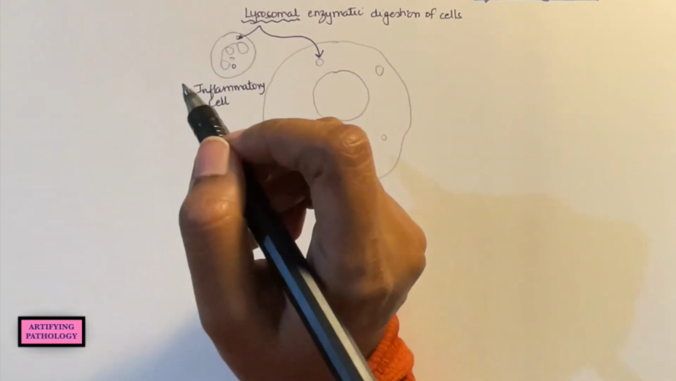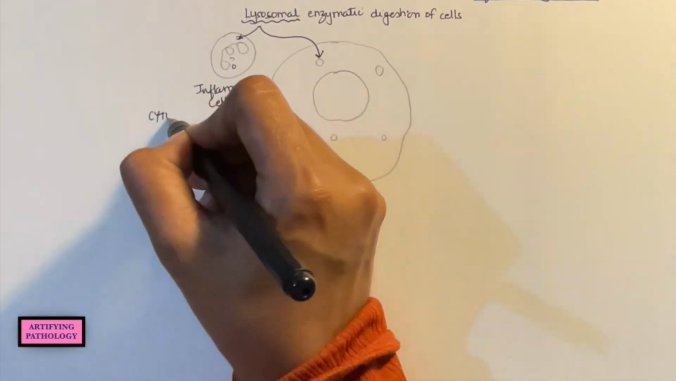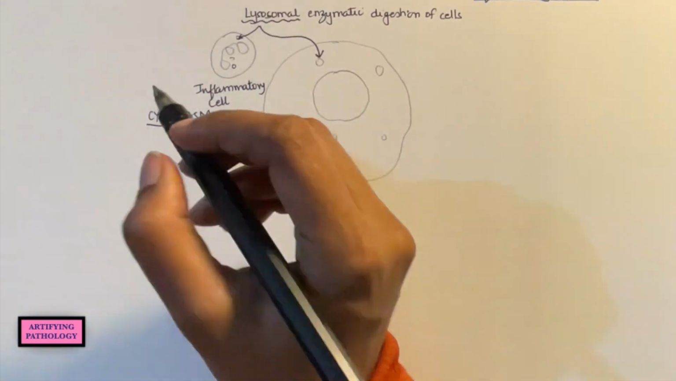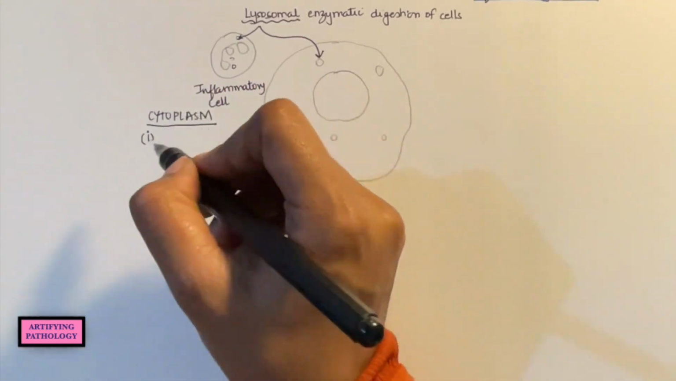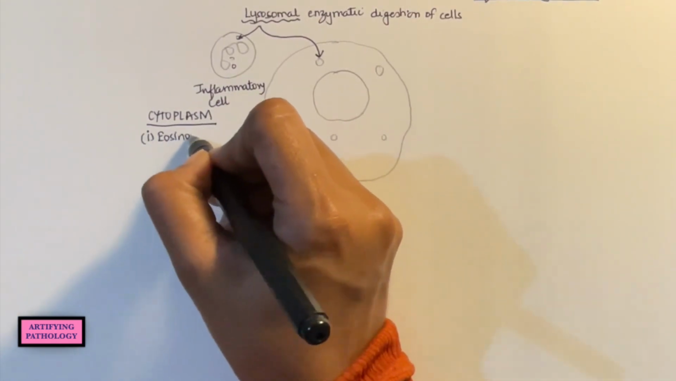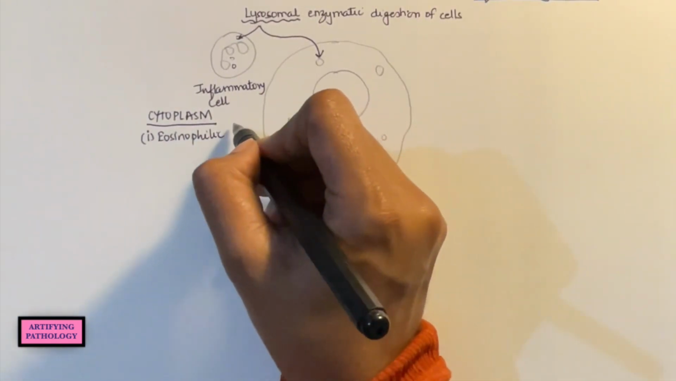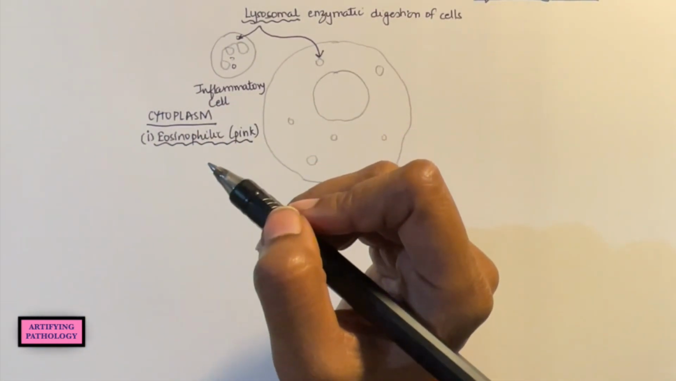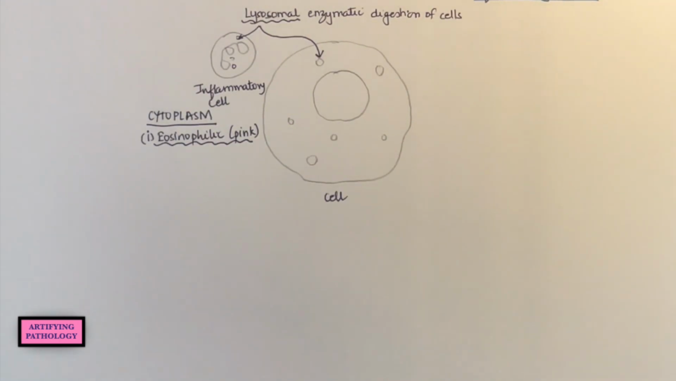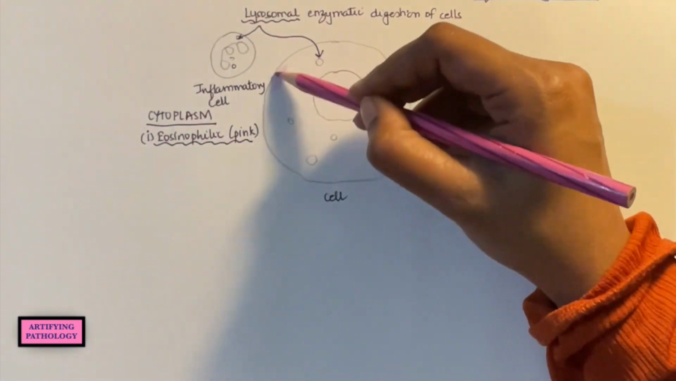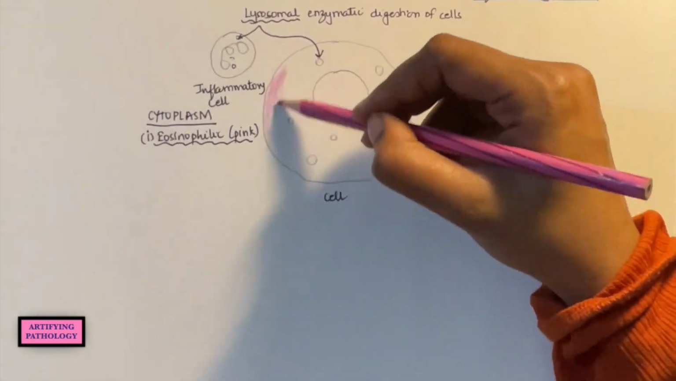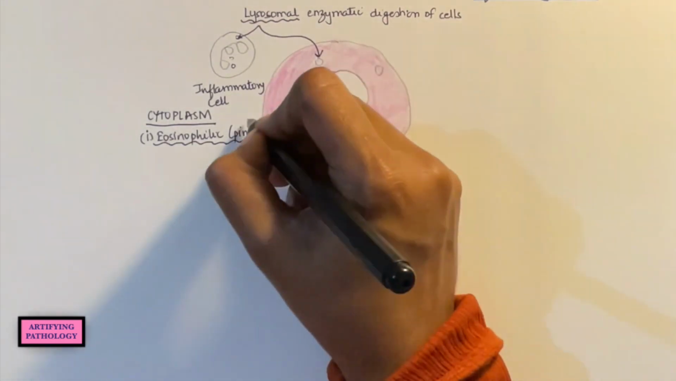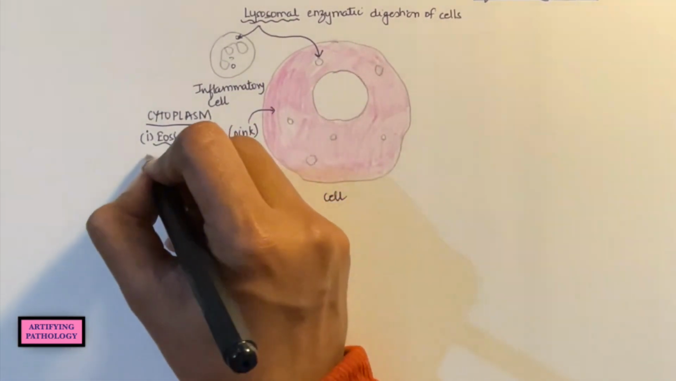Now let's see what a necrosed cell looks like. We'll divide the features as cytoplasmic and nuclear features. Coming up to cytoplasmic features, the first feature is that the cell becomes eosinophilic. Now, the cytoplasm stains pink, and this pink is denoted by the eosin stain which we use. So when it is appearing pink, we usually refer to it as eosinophilic. So this is the cytoplasm. It appears much pinker than a normal cell. Therefore, we call it eosinophilic.